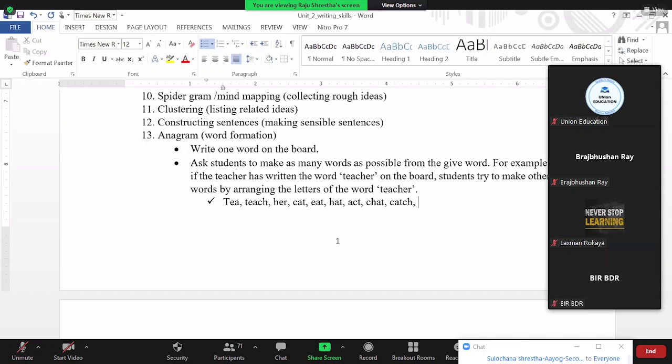CATCH, cats. So in this way, students try to write many words from the given word. They have to arrange the letters, the alphabets given in the word, and make as many possible words as they can. So this is called what? Anagram. Your word formation there is an anagram. So we teach how the words we form, in this way.